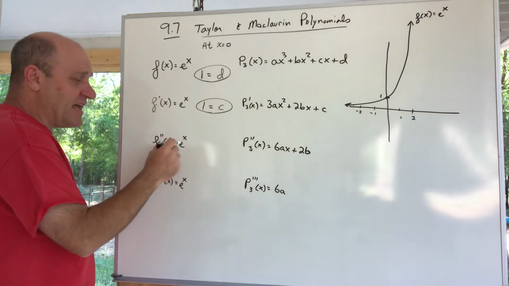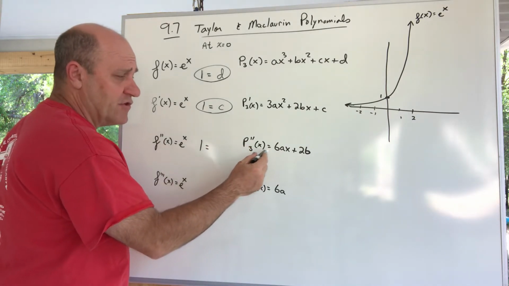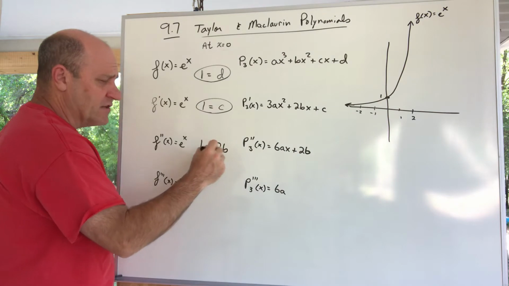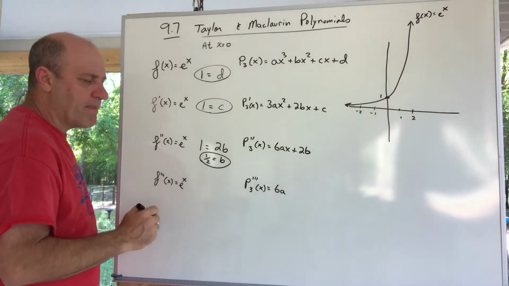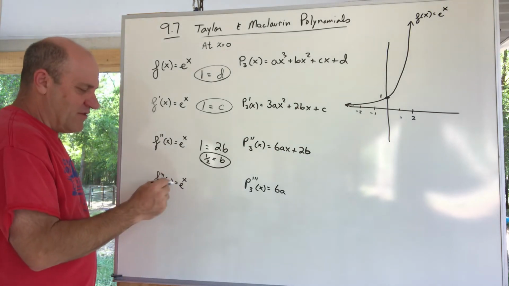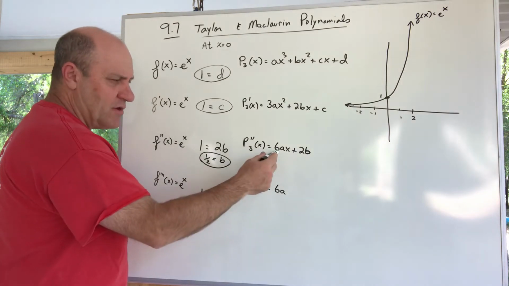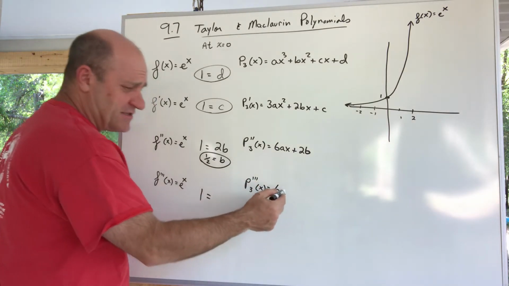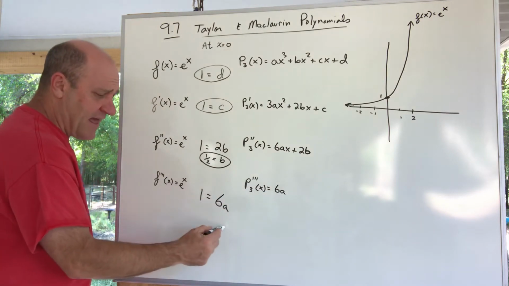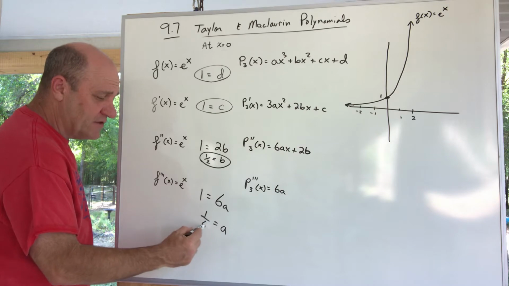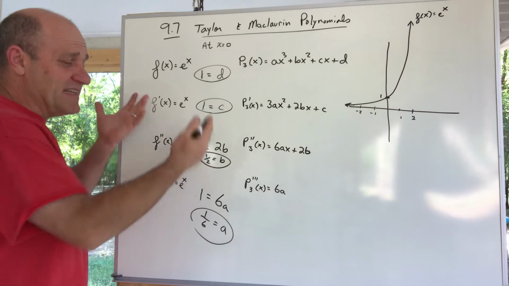Plug in 0 to the second derivative, you get 1. Plug in 0 to the polynomial's second derivative, and you get 2b. Just a little algebra, and you realize that b is 1/2. Finally, the third derivative at x equals 0 is a 1. The third derivative of the polynomial is 6a. There's no x to plug the 0 into, you just get 6a, but you can quickly find a. a is 1/6. So we have found the polynomial that best matches this function with these ideas.